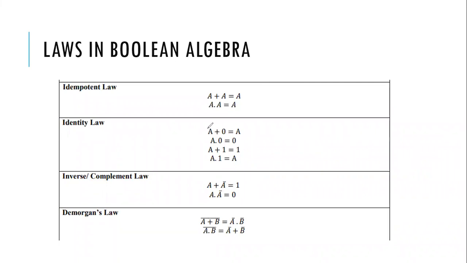That is, a plus 0 is a. A into 0, multiplication, is 0. A plus 1 is 1. A into 1, multiplication, is a. So I think you can easily prove the laws again by taking the truth table.